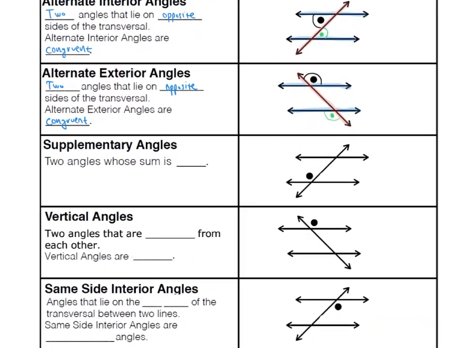All right, supplementary angles. This should be something that is somewhat familiar. It's definitely something you learned in past years. But supplementary angles are two angles whose sum is 180 degrees. Remember, sum is just a math word for when you add all those numbers up. So this is going to be true anytime you have a straight line.